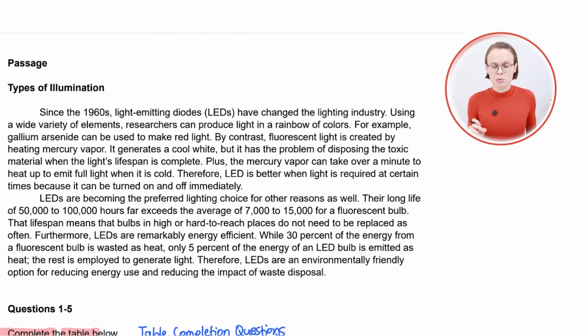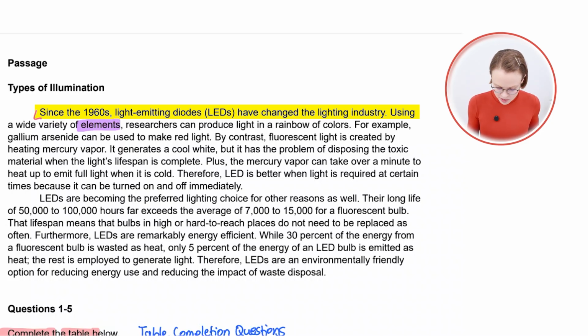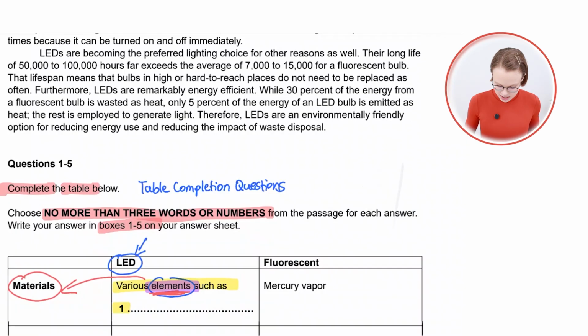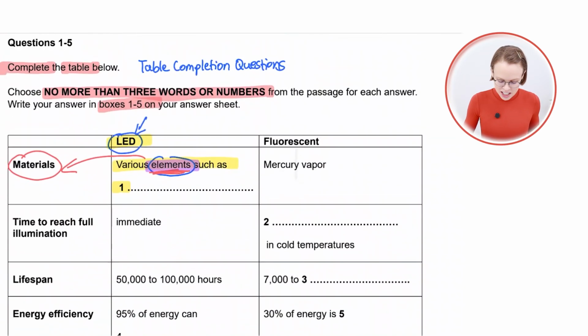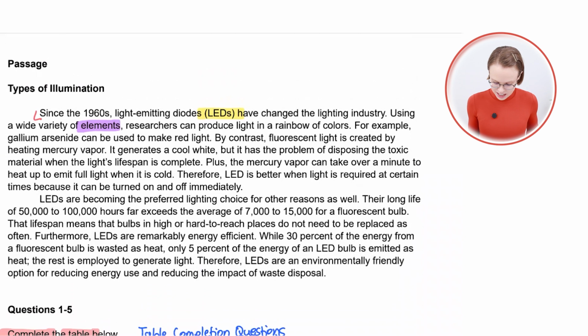Does the passage talk about elements? If you scan the passage, you can see that here it says elements. So let's start reading the passage from here. Since the 1960s, light-emitting diodes, LEDs, have changed the lighting industry. This sentence is interesting because here it says LEDs. And what does it say at the top of our table here? LED. So we are in the right place.